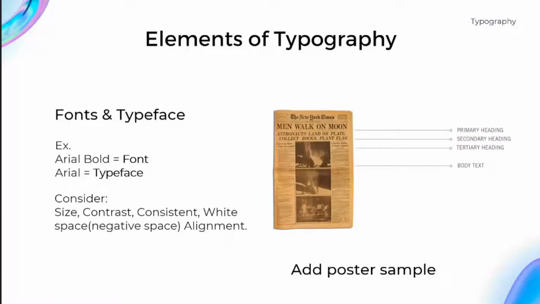Now, the elements of typography, there are just two, and I've explained them earlier. They're the font and the typeface. When I say font, I will explain what font is. Arial Bold is a font. Arial itself is the typeface because we have variants of Arial. We have Arial Bold, Arial Thin, Arial Narrow, all of those. The major elements we need to understand about typography is selecting the right typeface and the font.